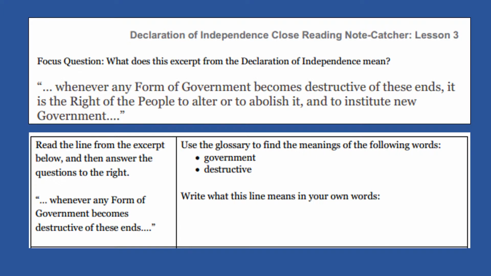Declaration of Independence, Close Reading Note Catcher, Lesson 3. Focus question: What does this excerpt from the Declaration of Independence mean?